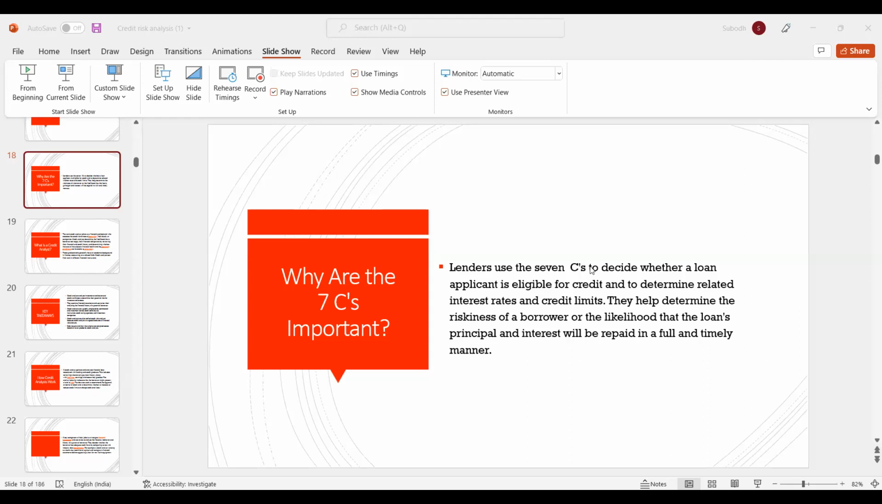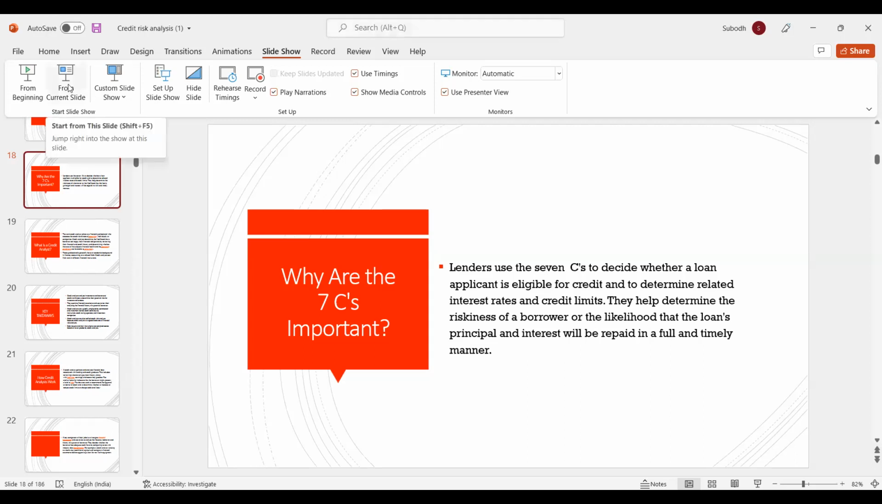Hello, welcome everyone. Today I'm going to cover the same lesson which we did in the last class, and I'm going to complete it here. I'll try my best to complete this lesson today, as it is quite a long lesson. In the last class we learned about the seven C's, so let's get started from there.